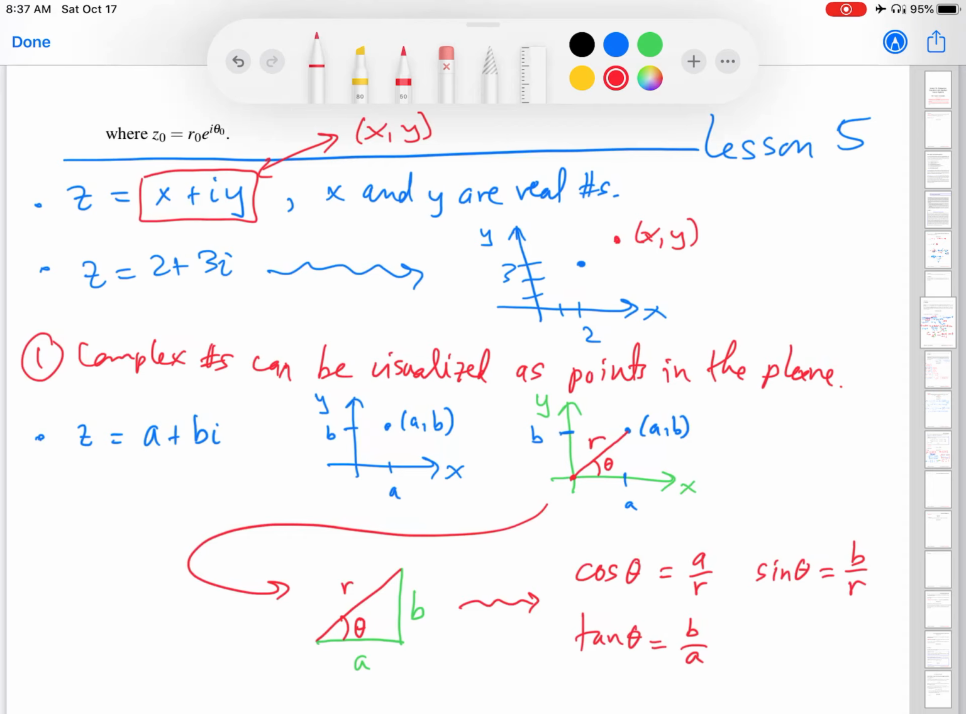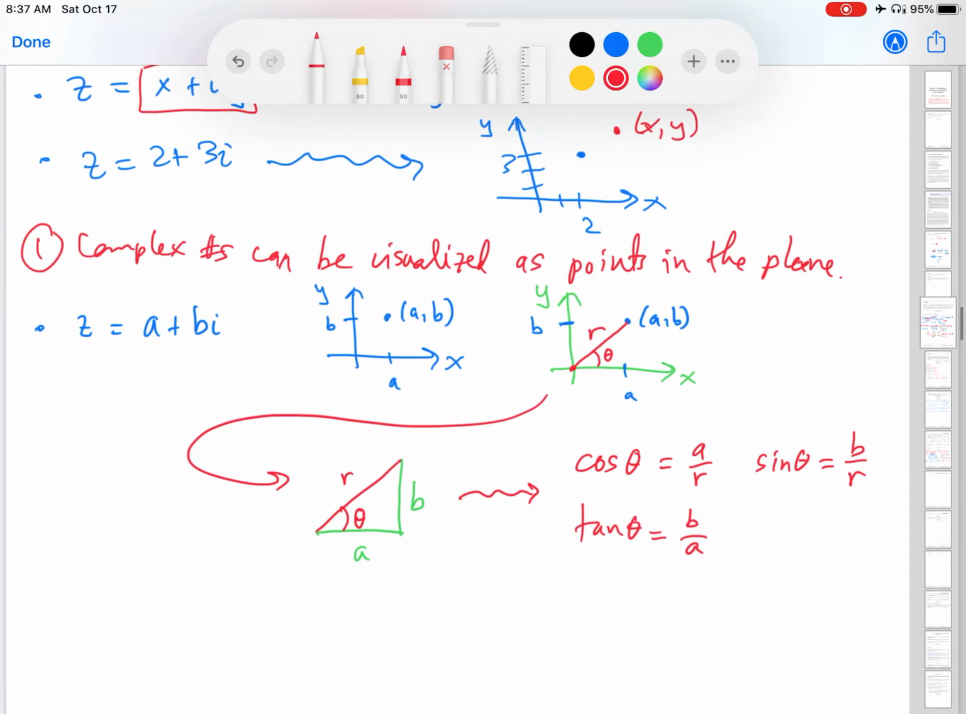All right, so let me solve this. I'm going to call this equation A and call this equation B. So let me solve equation A for little a. I'm going to multiply by R. And then solve equation B for little b. I'm going to multiply by R.